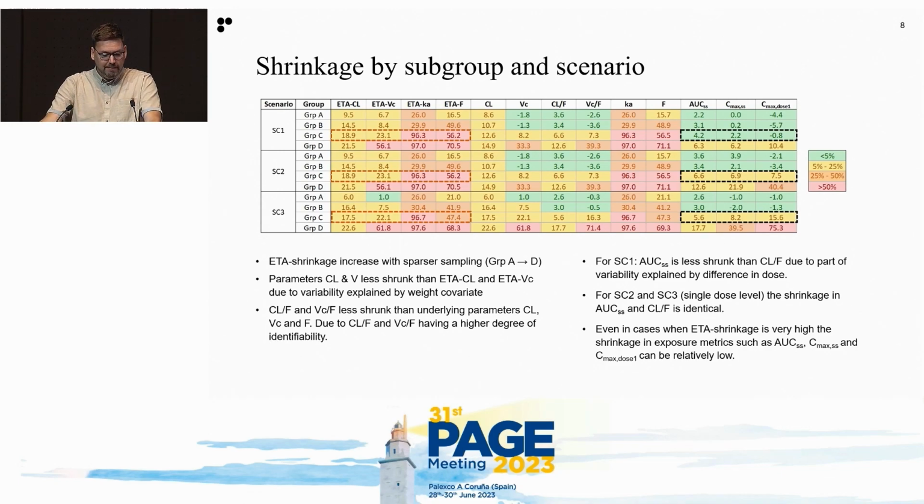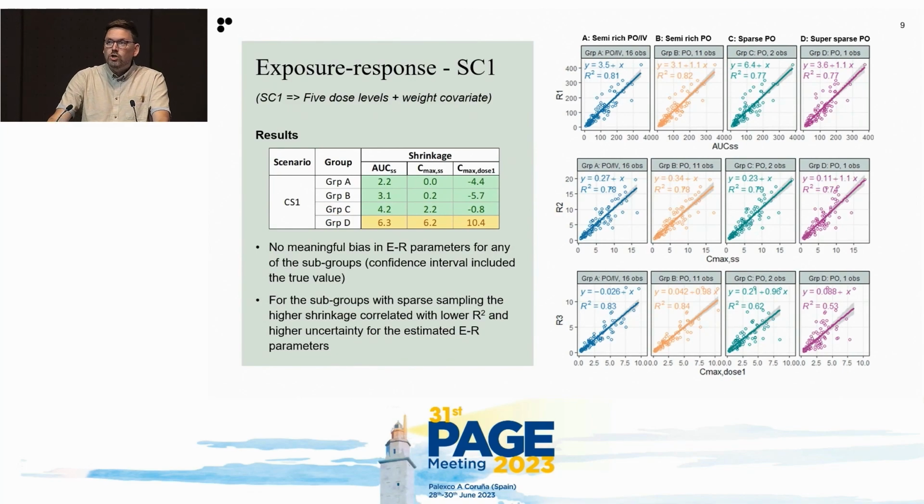But most noticeably, even when eta shrinkage is very high, the shrinkage in exposure metrics can be relatively low. And this can be exemplified for the subgroup C with only 2 trough samples, where in all cases, for all scenarios, shrinkage in these exposure metrics is relatively small. So what happens then to the sequential PK/PD analysis for these examples?